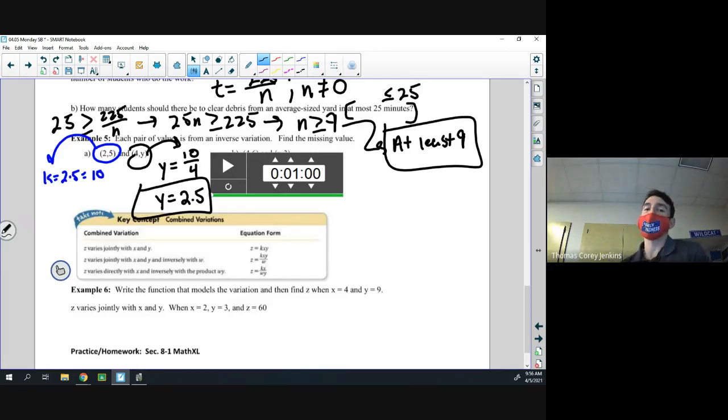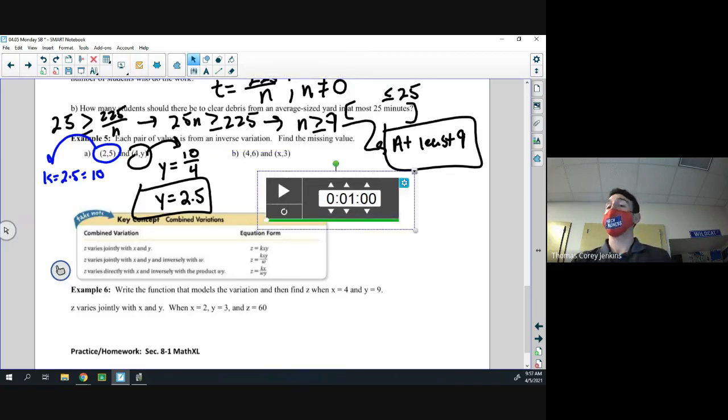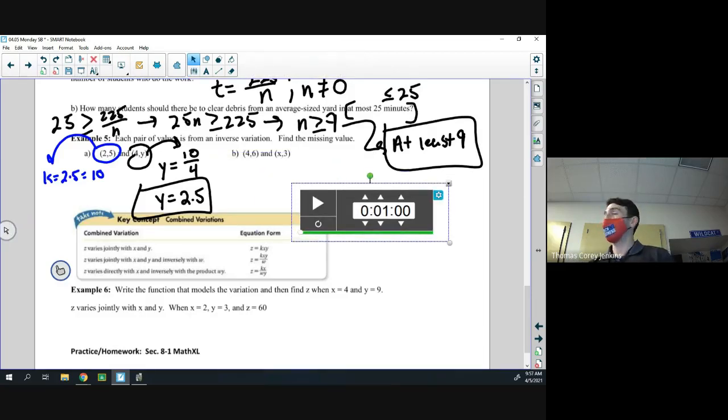And then you can just check to see if it works. If they're inverse variation, then both ordered pairs should multiply to the same thing. 2 times 5 is 10. 4 times 2.5 is 10. So you're good. Okay. So let me have you try the next one. It's also inverse variation. So you find the missing value. Feel free to compare answers with your neighbor.